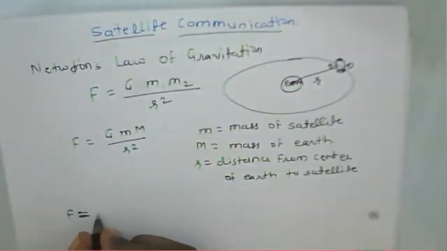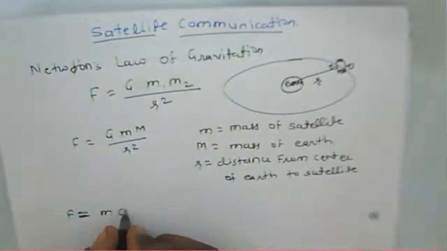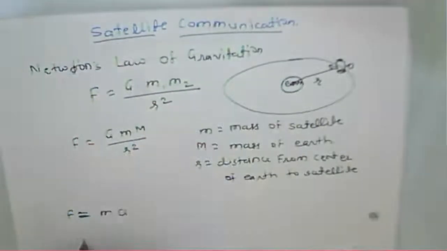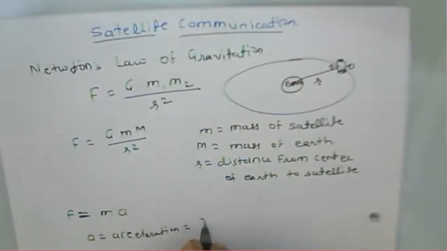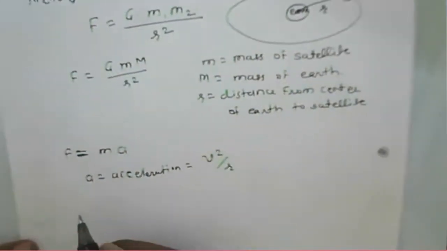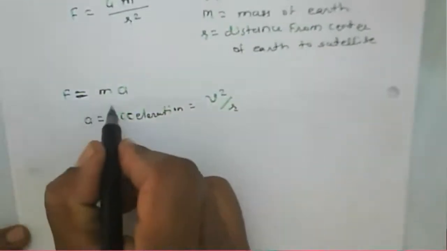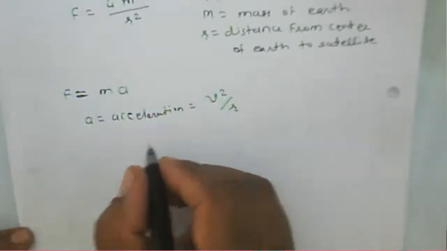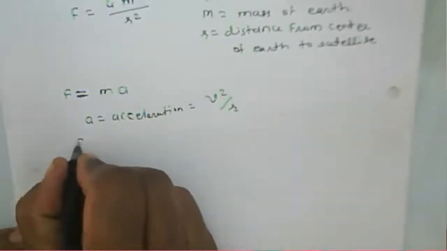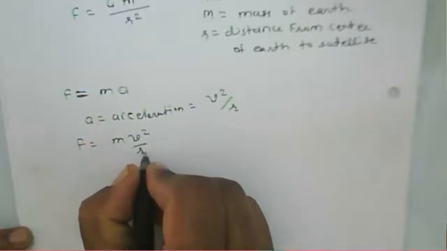That force is nothing but the mass of this satellite times the acceleration, because the satellite has some particular velocity. So F is equal to ma. We can write that a, the acceleration, is equal to the velocity of the satellite squared with respect to the radius of the orbit. So a is equal to v square by r, and if you rewrite the equation, F is equal to m v square by r.